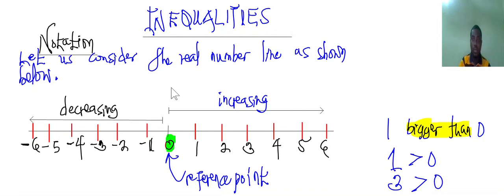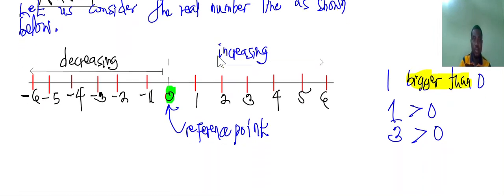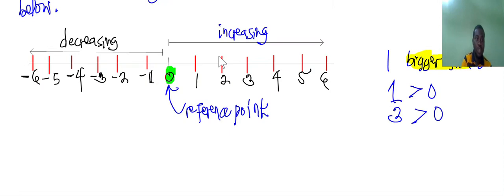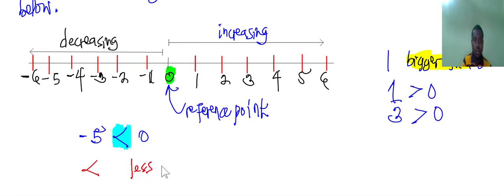So still on the notation, with respect to point 0, going down, the numbers are reducing. So let's say we pick negative 5. So we can say negative 5 is less than 0. So automatically here we have the symbol for less than. And here we have the symbol for greater than. So that's the basic idea of the notation in inequalities.